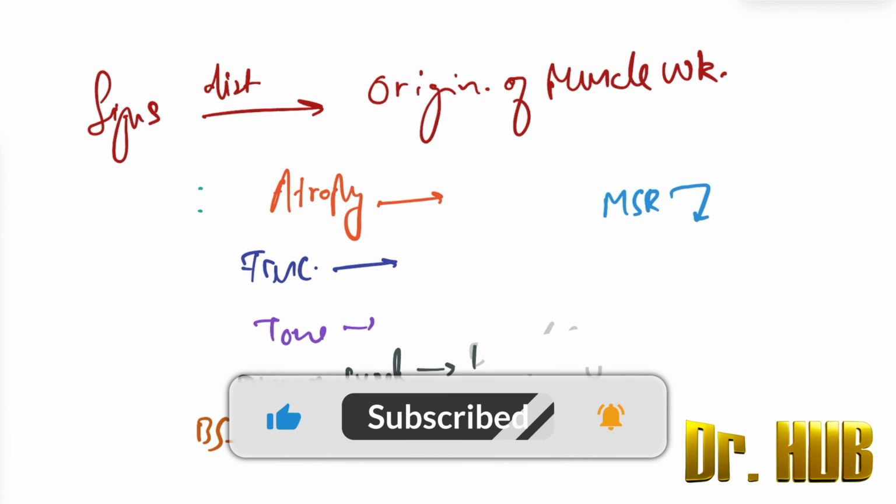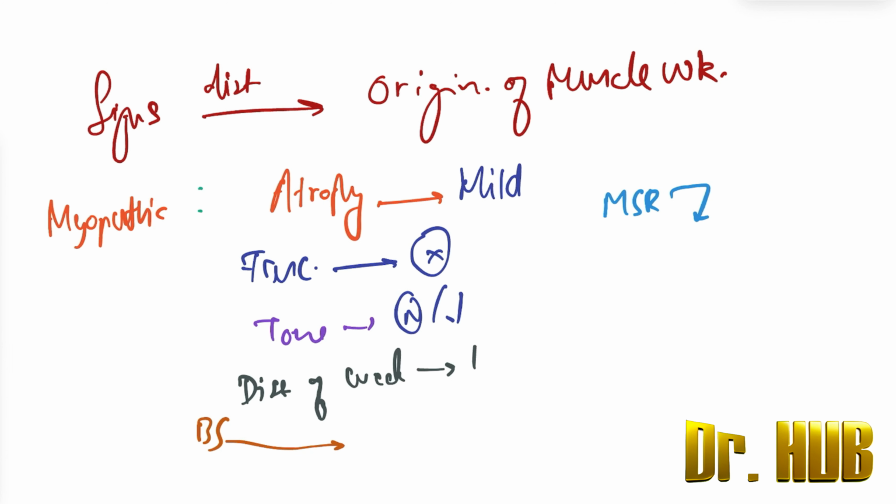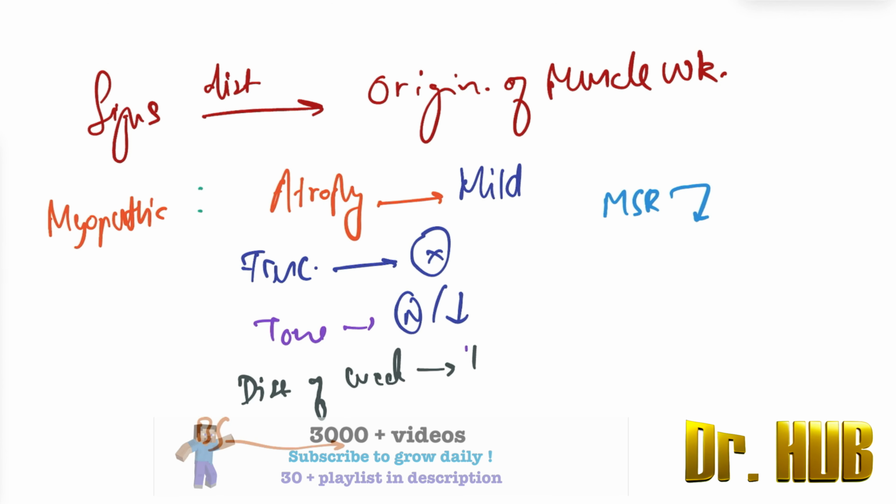Next, we will be dealing with the myopathic. Under myopathic, the atrophy will be mild. Then the fasciculations will be none. Tone is normal or decreased. What about the distribution? Distribution of the weakness is proximal.